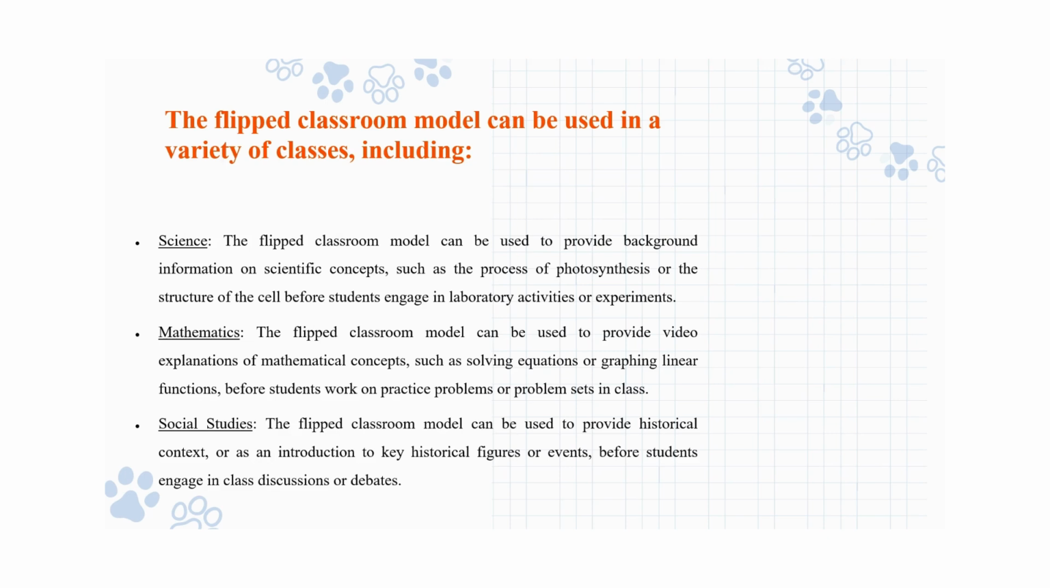The flipped classroom model can be used in a variety of classes, including science. The flipped classroom model can be used to provide background information on scientific concepts, such as the process of photosynthesis or the structure of the cell before students engage in laboratory activities or experiments.